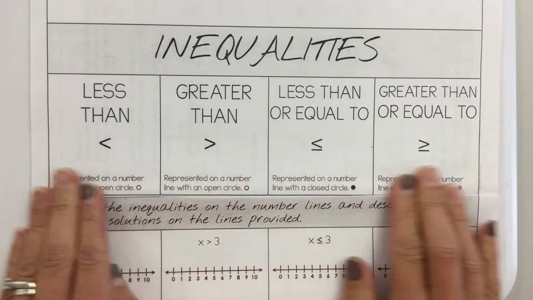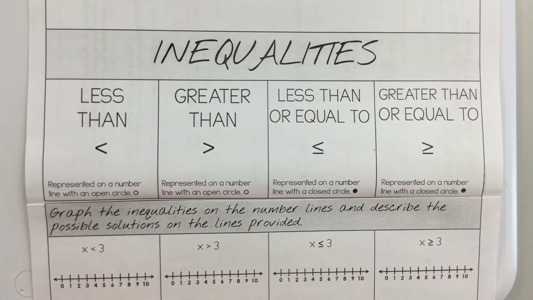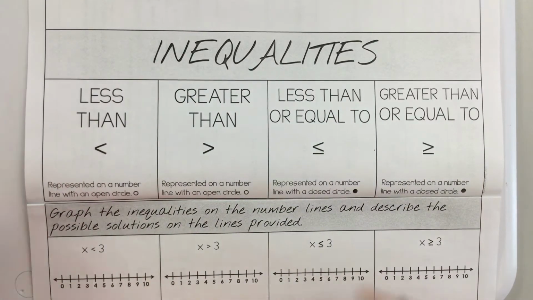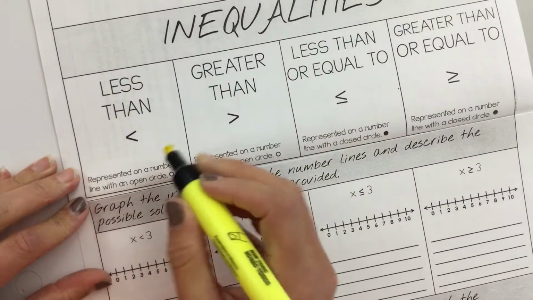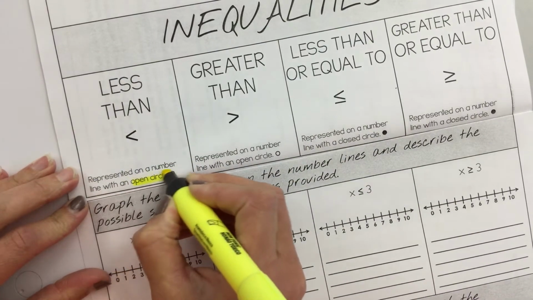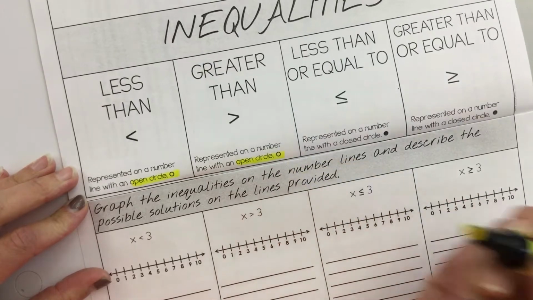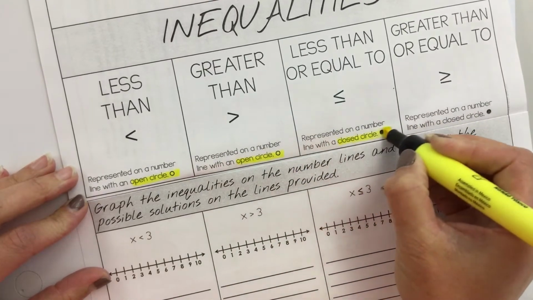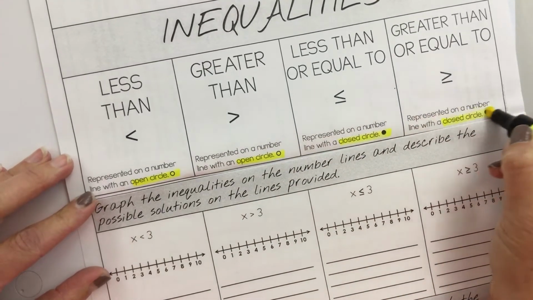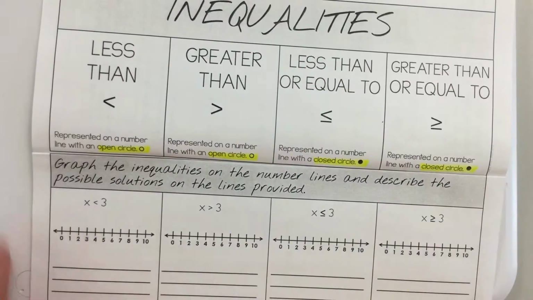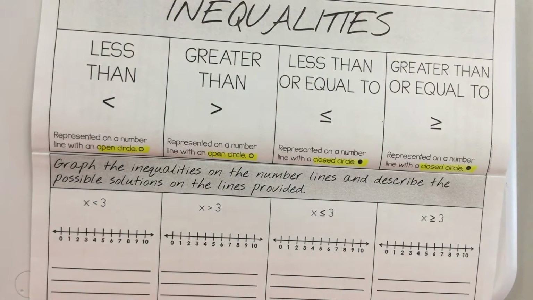The one thing I want you to pay close attention to is how they are represented on the number line. They are going to be represented with an open circle, a closed circle, and a closed circle. Now I know that might not make much sense yet, but as I graph these, they should.